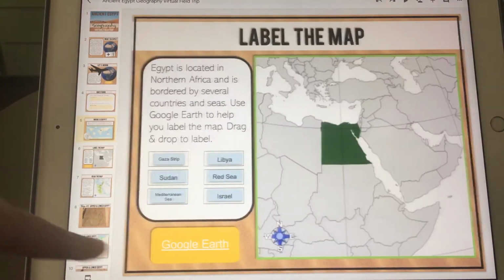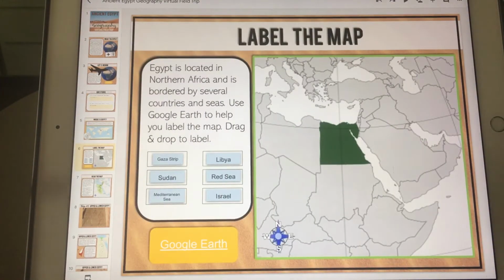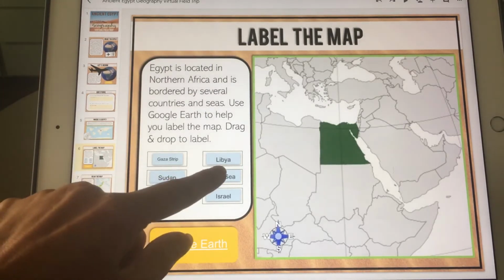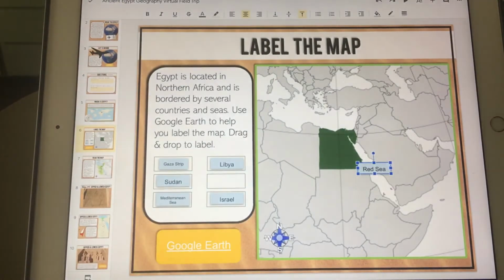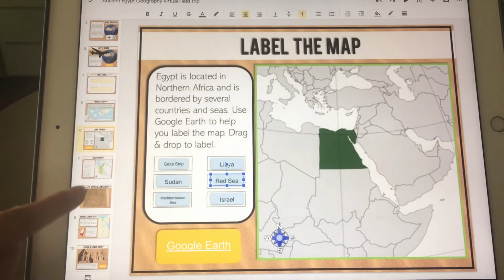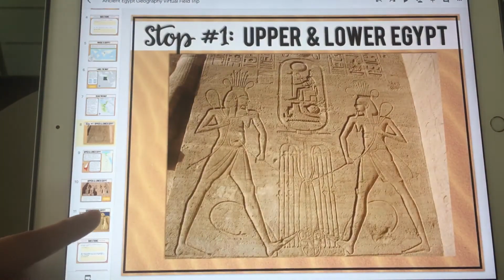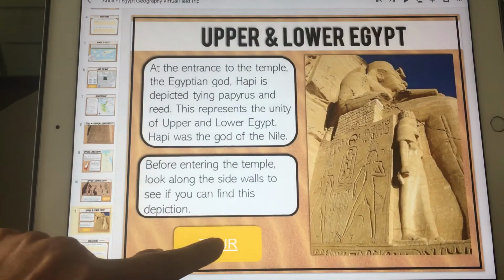If you have one of my geography virtual field trips, often there are some mapping skills. These are drag and drop, so you'll just click here and then you can drag and drop to label. As we go through to Google Earth, I'll share with you, there are some 360-degree views.